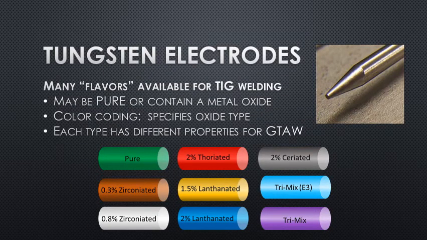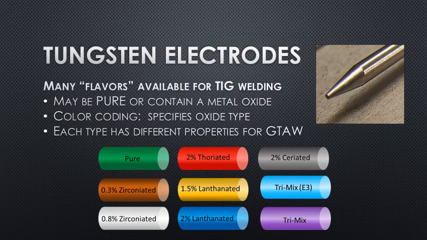Now let's talk tungsten electrodes. There's many flavors available for TIG welding, and they include a pure tungsten electrode and several that contain different metal oxides to improve tungsten properties. Each type is color-coded so you can differentiate between them when you're using them, and each electrode has different properties for gas tungsten arc welding.